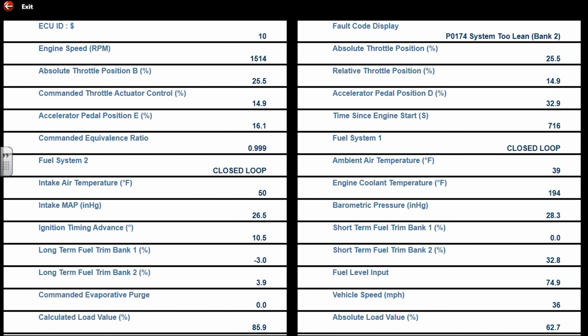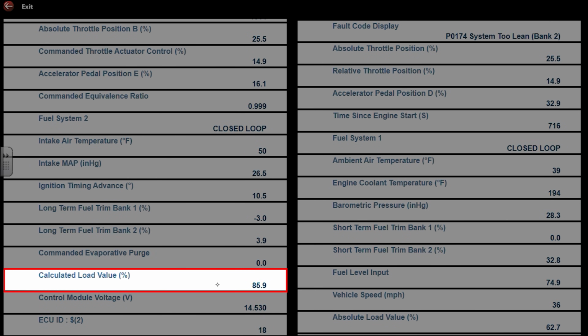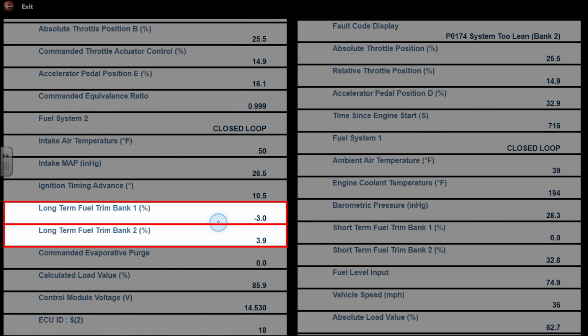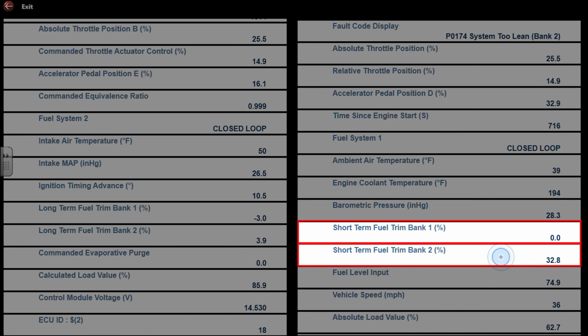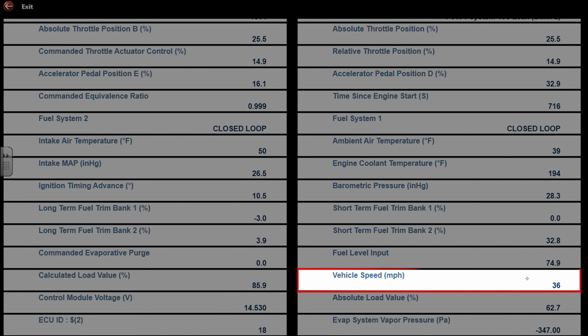Okay, so this fault code, 25% throttle. Again, our calculated load was 85%. Trims on long terms look okay. Short term was the one bank 2, right, 32%. Engine coolant 194. So the engine was warm. We were going 36 miles an hour at a calculated load of 85%.